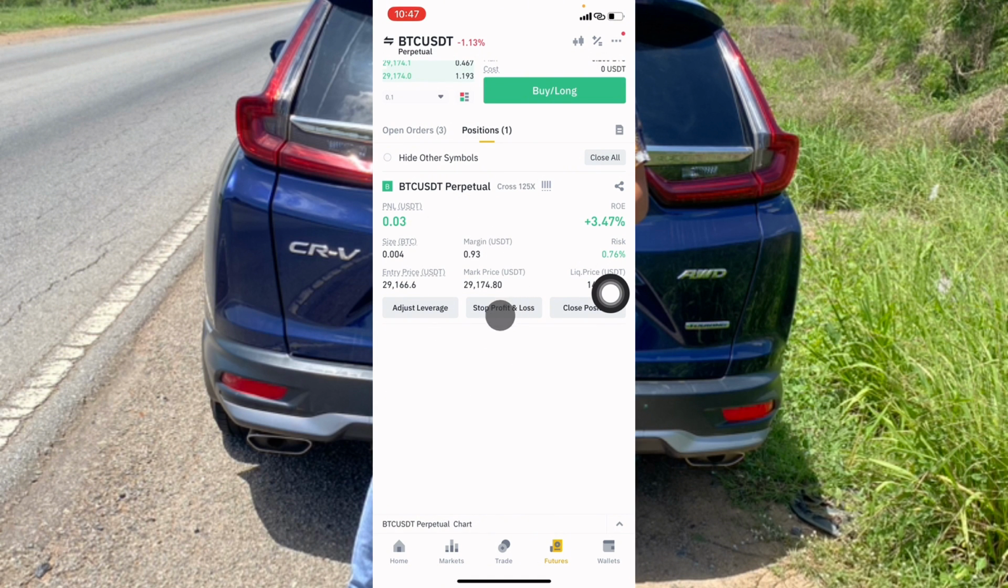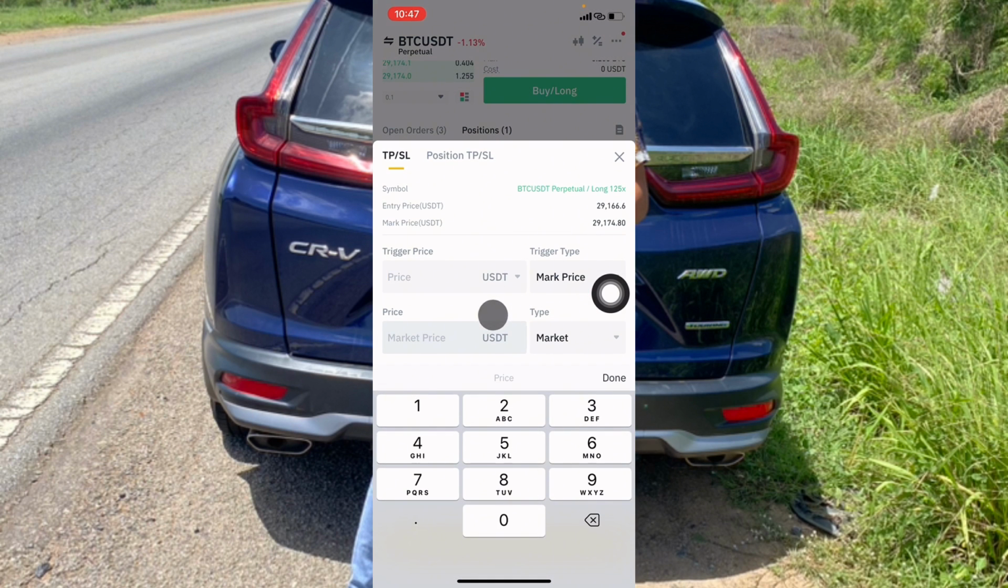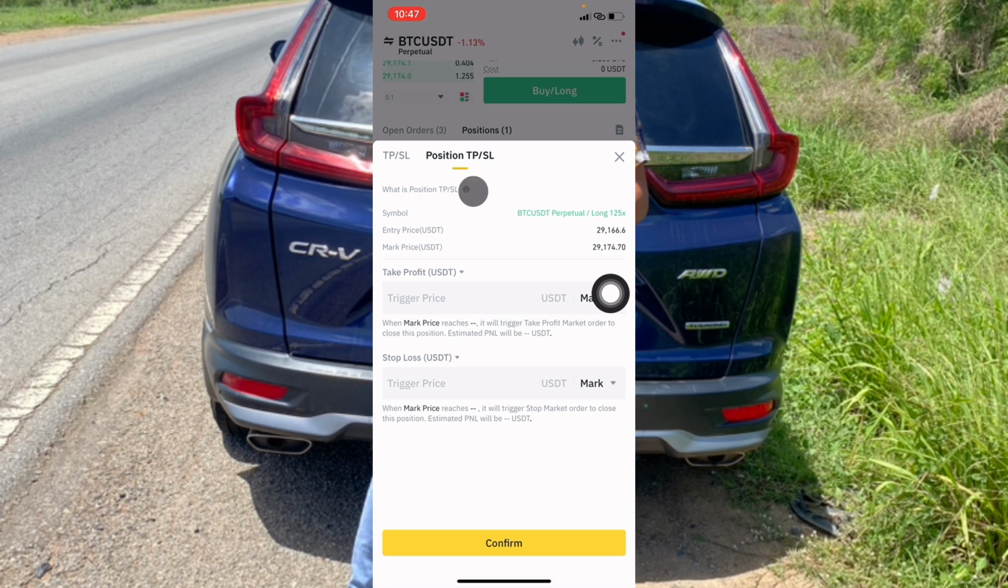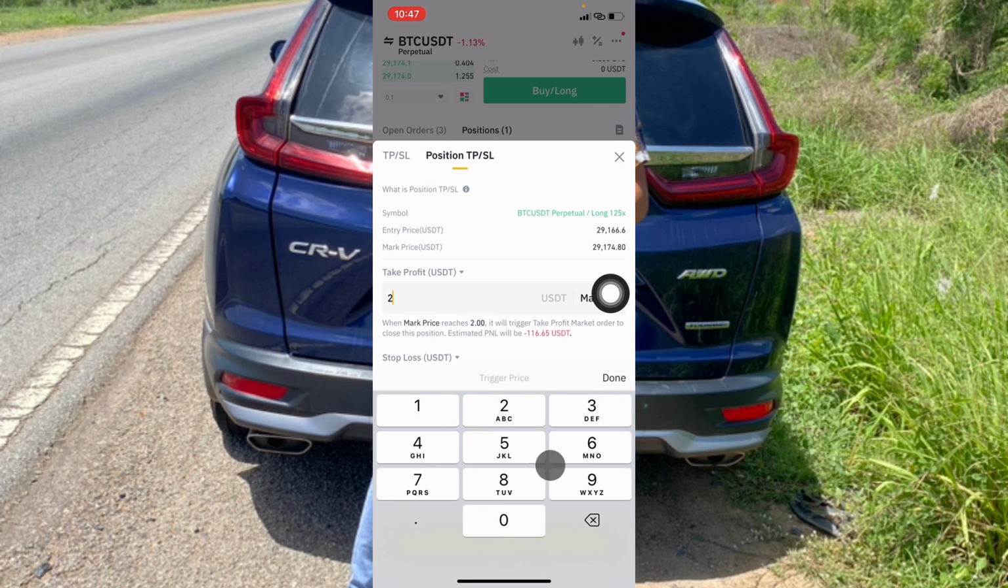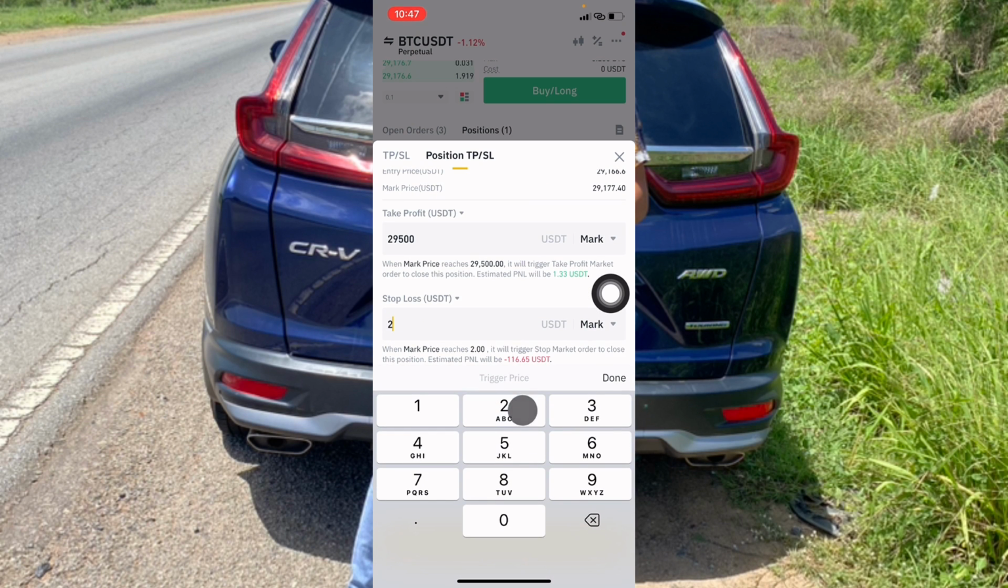Then we also have the stop profit and loss. With the stop profit and loss, if I click it, then I click on position TP/SL, I now enter 29,500. Binance is going to tell me how much I'm making on this trade. If Bitcoin rises to 29,500, I'm going to make a profit of $1.33. If Bitcoin falls to 29,000, this is where our stop loss is, I'm going to lose 0.66. That means I'm risking 0.66 of my account to make $1.33. Approximately, we are using a 1:4 or 1:5 risk reward ratio.